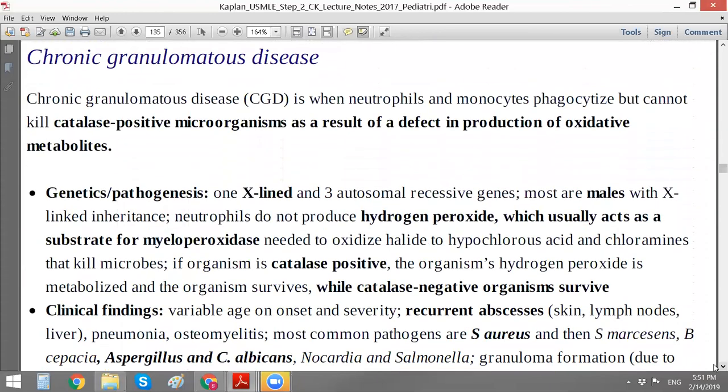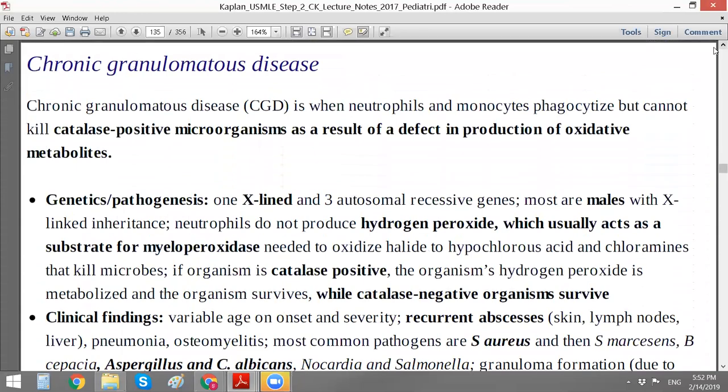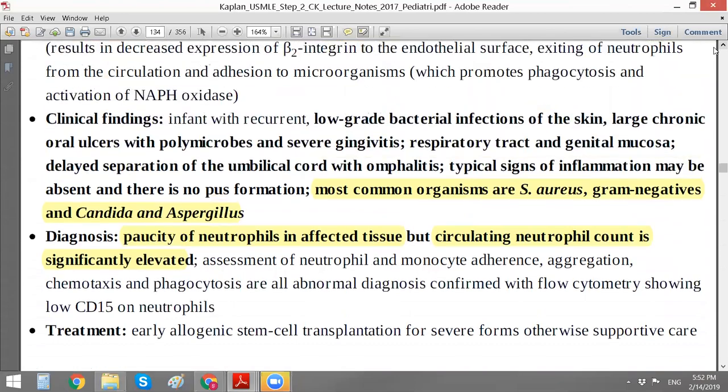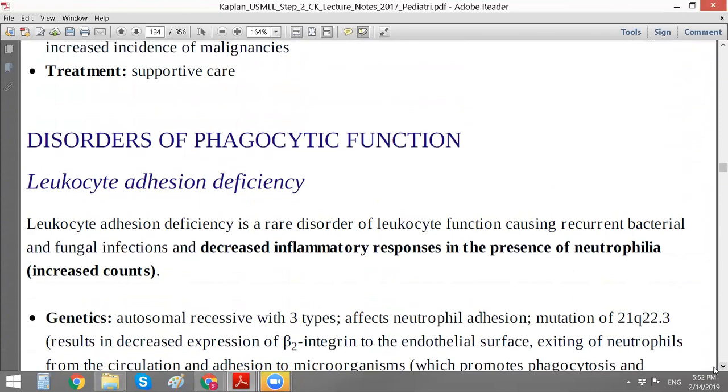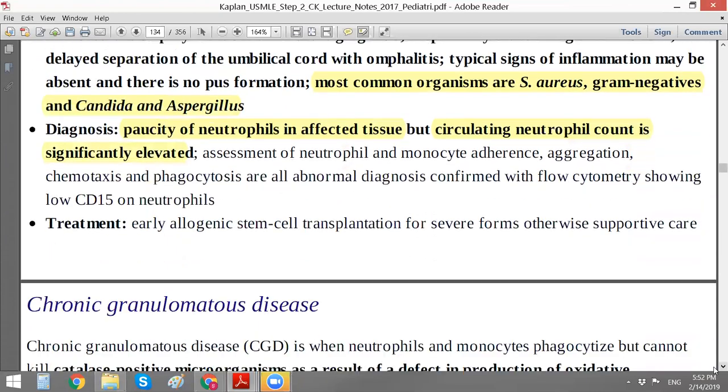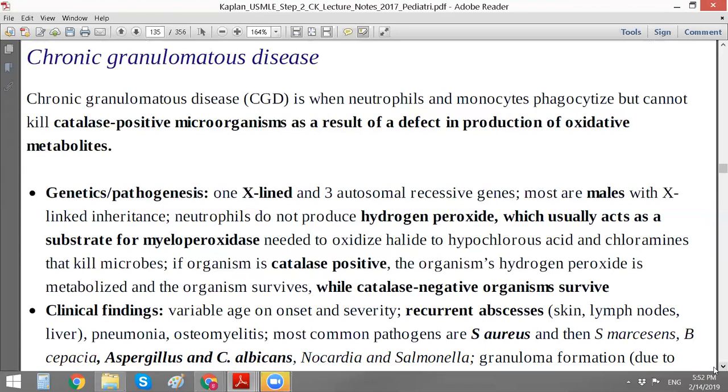Chronic granulomatous disease is when neutrophil and monocyte phagocytize but cannot kill. That one was the adhesion and tissue migration thing, leukocyte adhesion deficiency, LAD. And this, chronic granulomatous disease, is because of the inability to kill catalase positive microorganisms. Defect in the production of oxygen radicals. So granulomas are there, they can phagocytize but cannot kill.